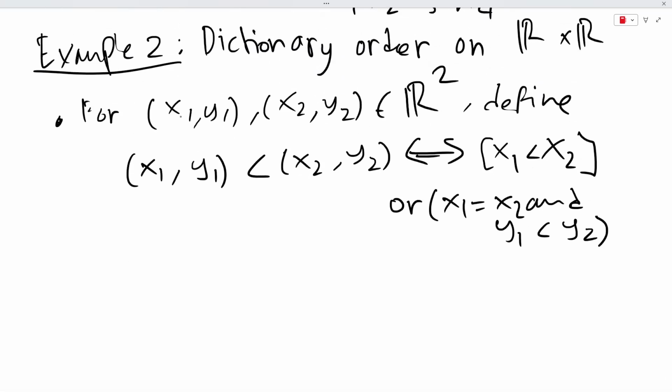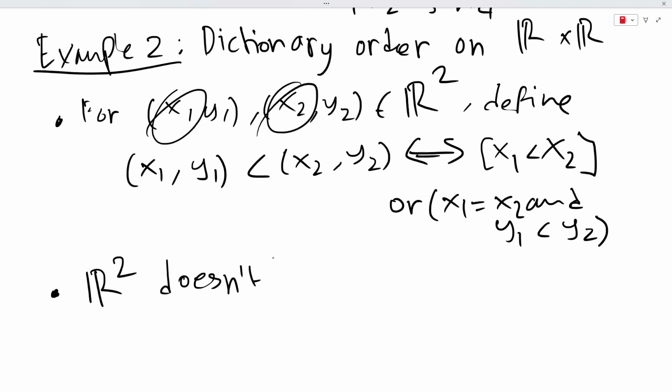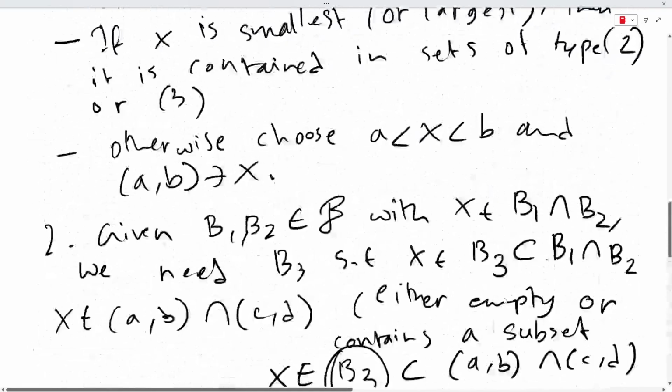So basically we compare the first coordinates, and if one is less than the other, then we use that. But if that fails, let's say x1 is equal to x2, then we will compare the second coordinate. It's like that. So this set R² doesn't have a least or greatest element, so its basis will not fall in either type 1 or type 2 in here.